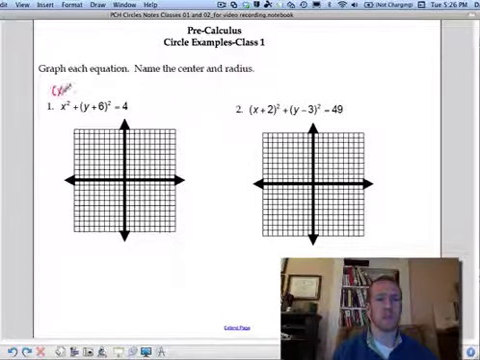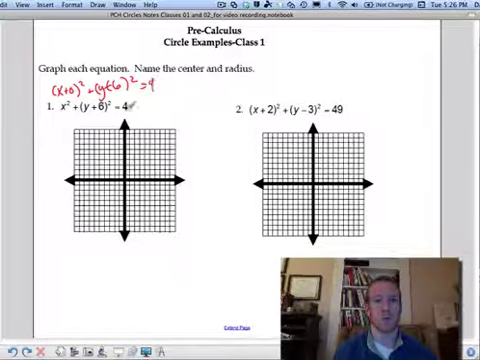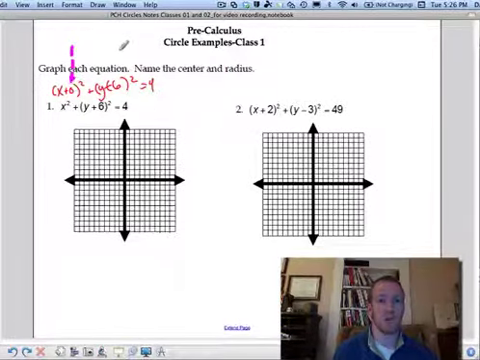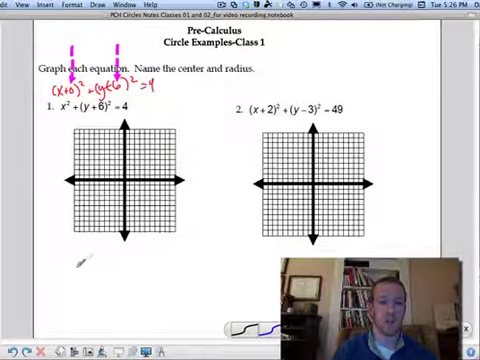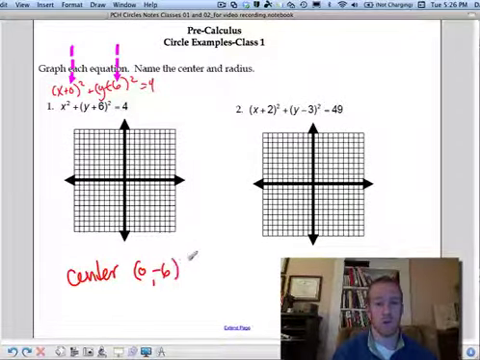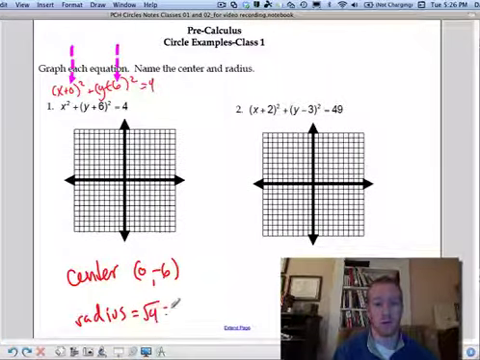Think of this as x plus 0 squared plus y plus 6 squared equals 4. Alright, so then that tells us that this is our x coordinate for our center, this is our y coordinate for our center. So that gives us a center of 0. It's the opposite sign here, so it should be a negative 6 for our y. And then the radius is this number square rooted. So it's the square root of 4 equals 2.